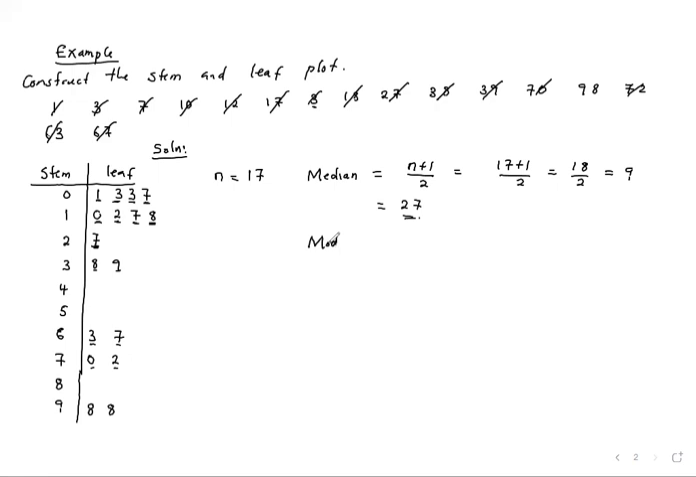Then the mode. So all the numbers appear once apart from, in fact, we have two 13.